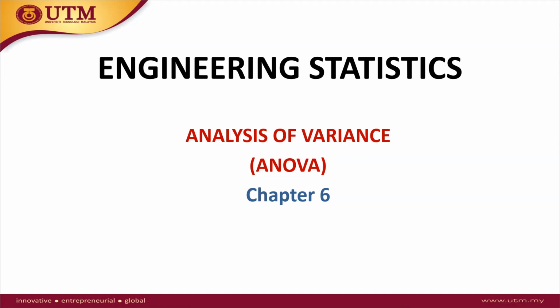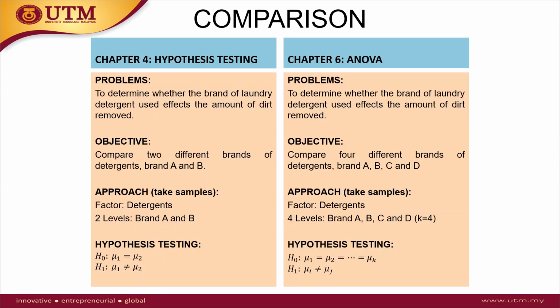Today we are going to learn about chapter 6, the analysis of variance, ANOVA. So now let's compare the difference between chapter 4 and chapter 6. Previously in chapter 4, we learned about two population means. However, for chapter 6, we are going to learn about more than two population means. So let's look at the problem that we have here.